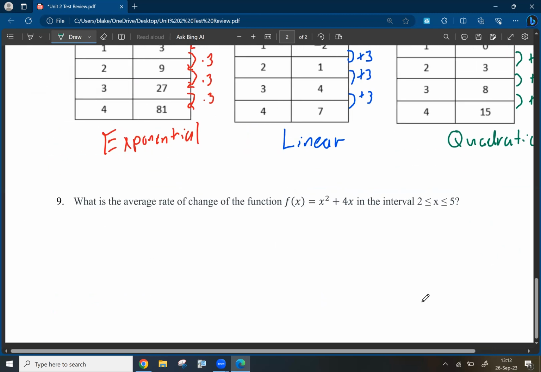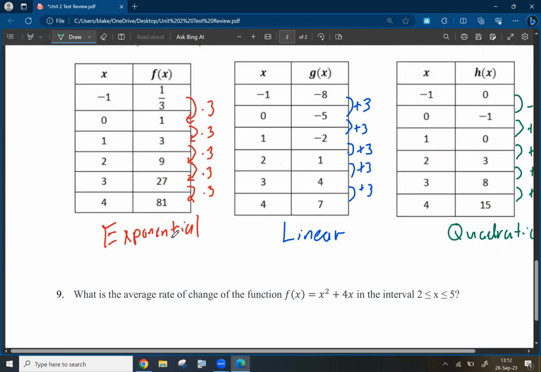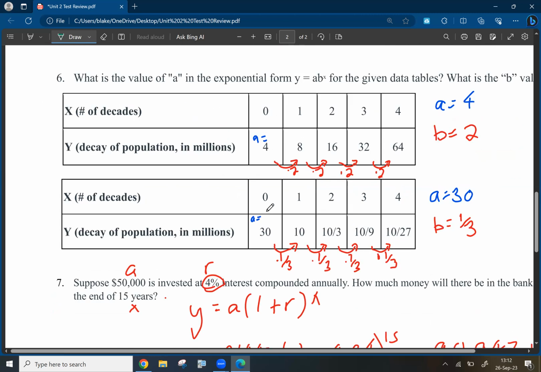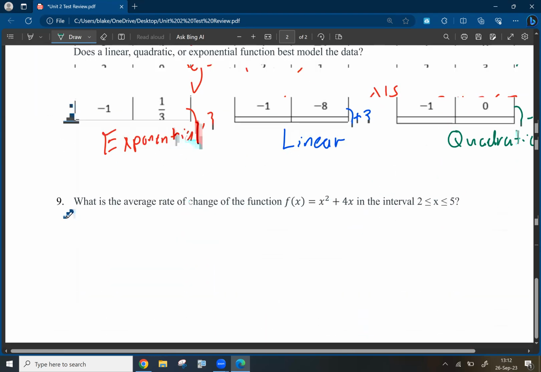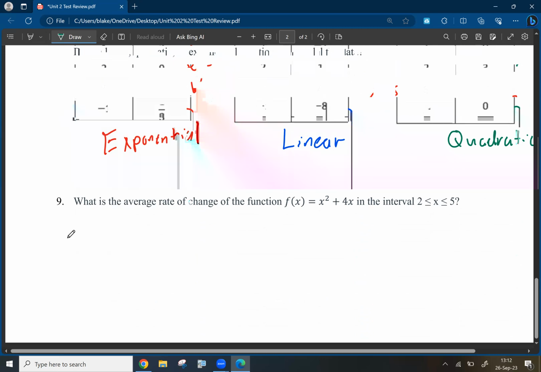And then final question, remember this will be number 10 on the test. Don't forget, this was going to be 6 and 7. This question would be 8. This question would be 9. And then this question would be 10. So average rate of change. The best way to do this is by plugging them in and then doing the slope formula.